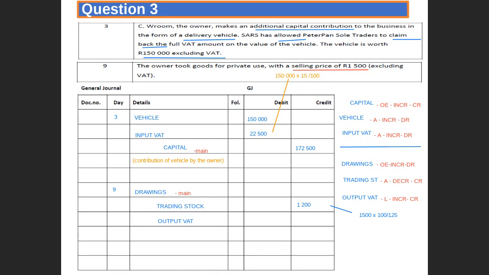That's why I credit. Because if I record on the debit side, it means the stock of the business is increasing. Do you understand that? So the owner took it. So what happens to it? It decreases on the credit side. Are you okay, Linda?